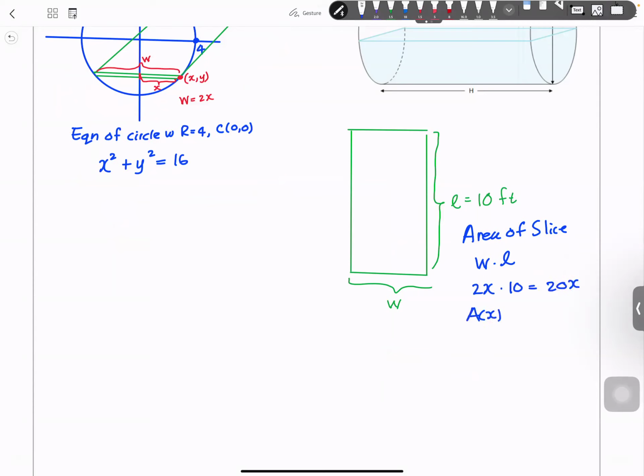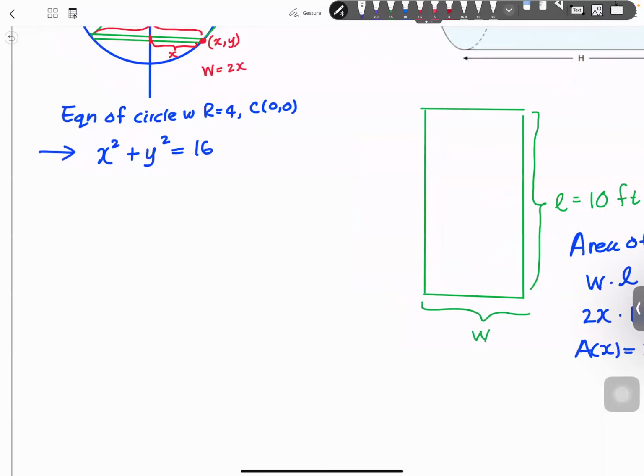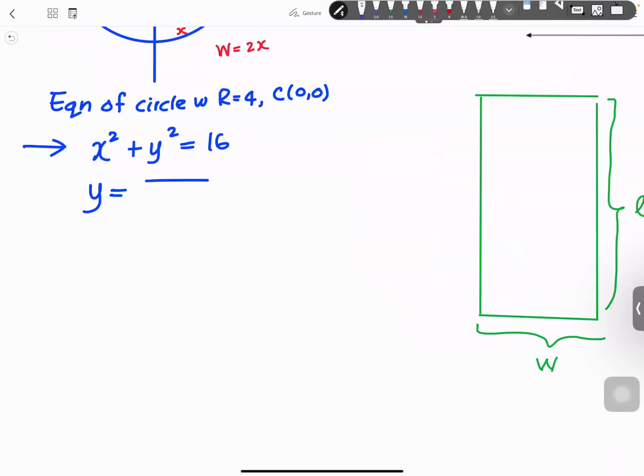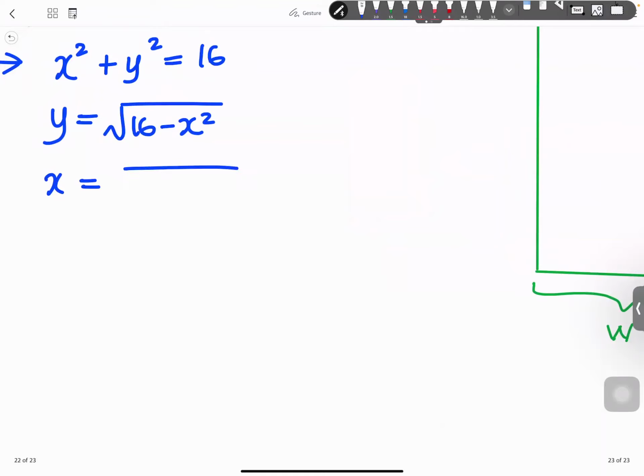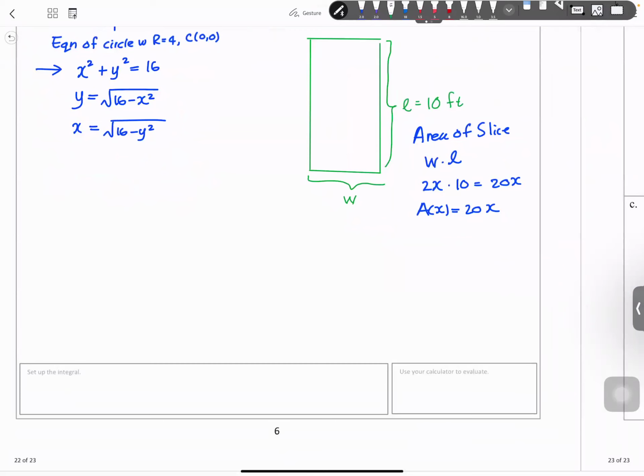But this is a function with respect to x. I'm really hoping for a function with respect to y. So we need to come back to this equation and figure out how to express x in terms of y. So if we solve for y here, y is equal to the square root of 16 minus x squared. I solved it the wrong way. I'm sorry. x is equal to the square root of 16 minus y squared. That's what I meant to do. All right, I'm going to take this x and plug it in for that x right there.